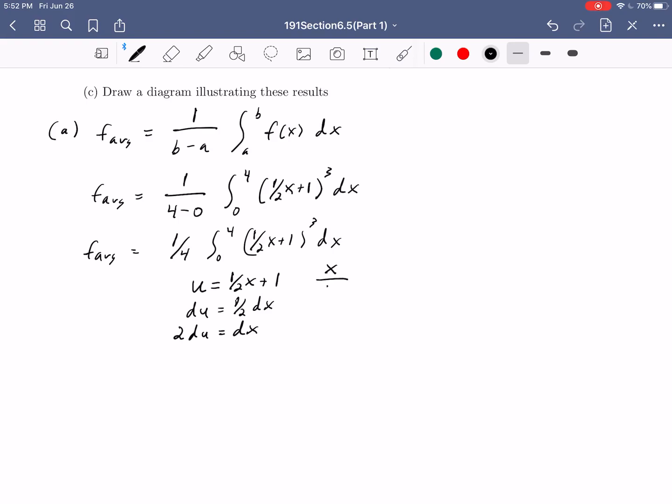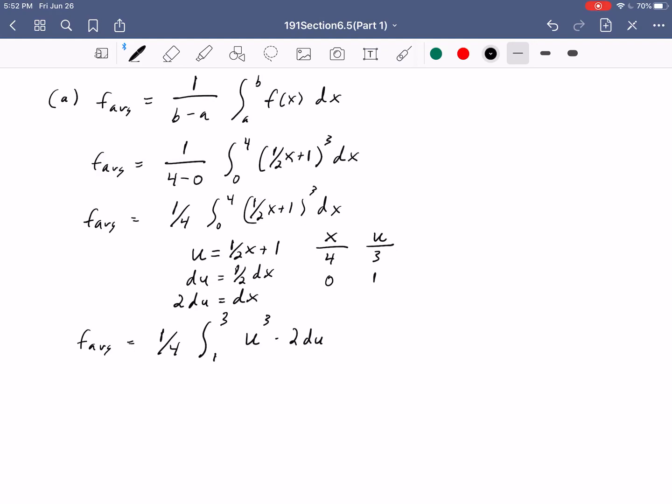And we can change our bounds. Original x bounds were 0 and 4. The new u bounds, when we plug in 4, 1/2 times 4 is 2, plus 1 is going to be 3. When we plug in 0, 1/2 times 0 is 0, plus 1 is going to be 1. So f average here is going to be 1/4 times the integral from 1 to 3 of u cubed times 2 du. Now that is much easier to do. We can bring the 2 out and just cancel it with that 1/4. So we have f average is 1/2 times 1/4 u to the 4th evaluated from 1 to 3.